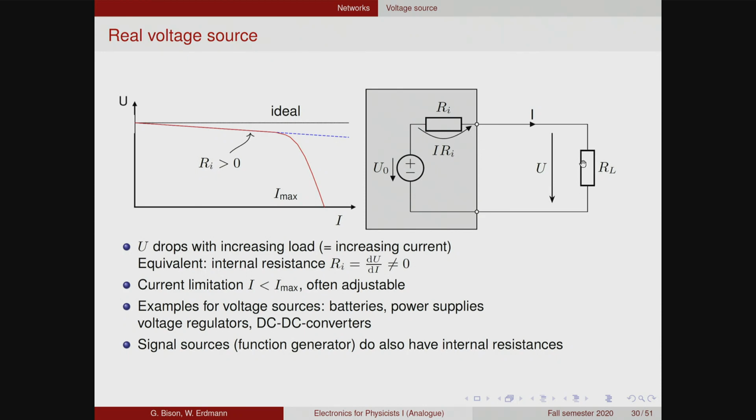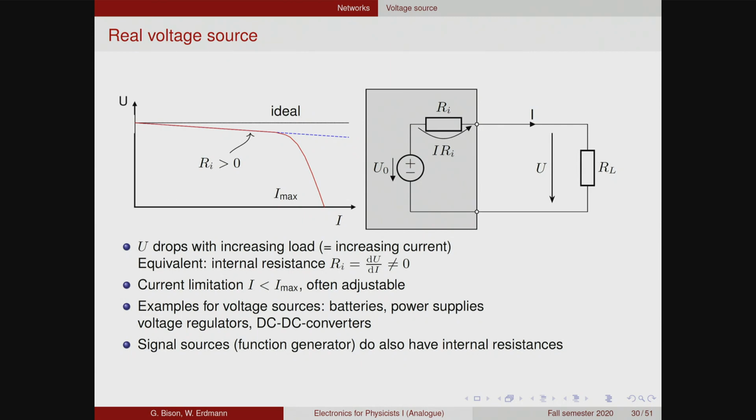Now, if we connect a large resistance here, this means we have a small current, Ohm's law. Then the voltage here, if you see this diagram, the voltage is almost the correct voltage. It's almost the same behavior as the ideal voltage source. If we now make this resistance smaller and smaller, then the current will get larger and larger. And so we go along this curve, we deviate from the ideal voltage source because there is a voltage drop across this resistor.